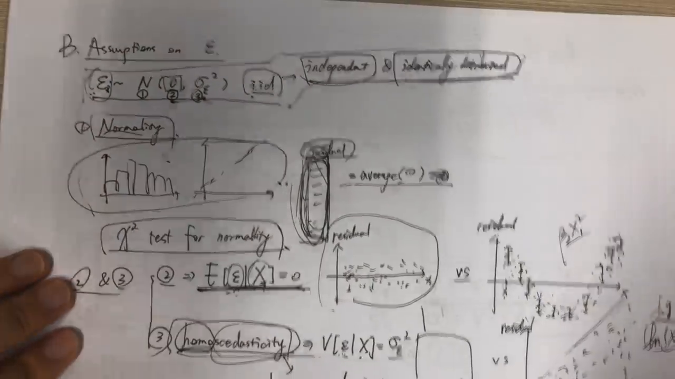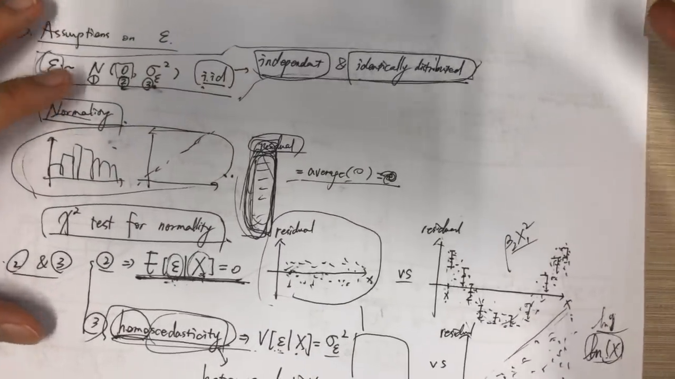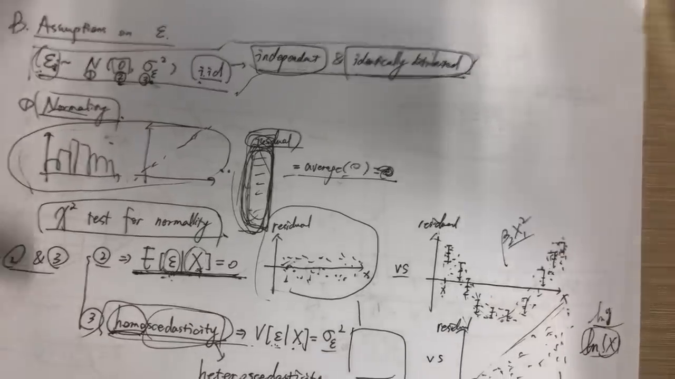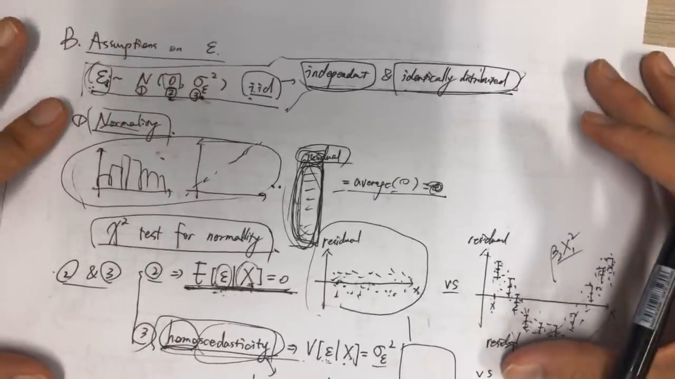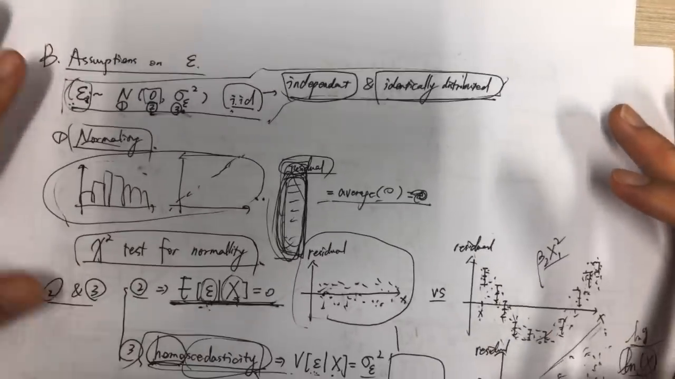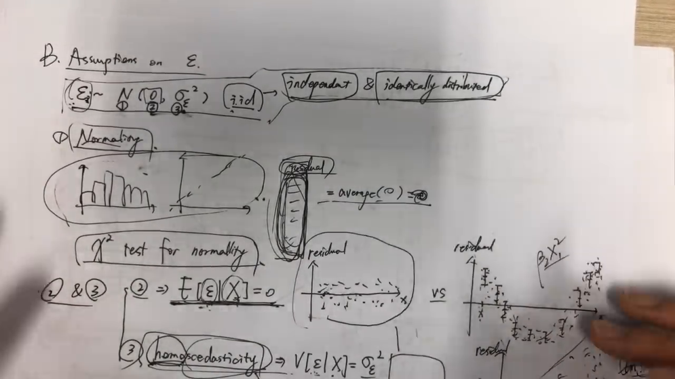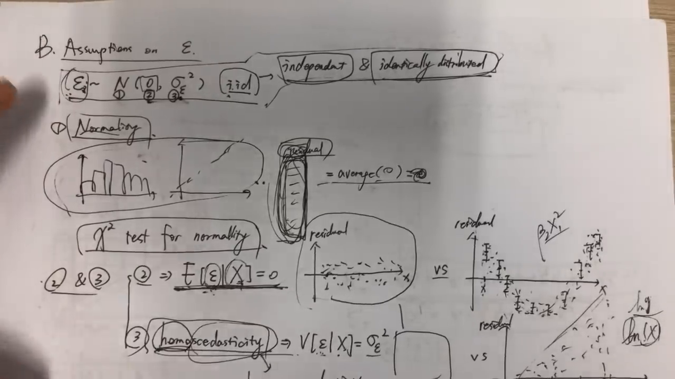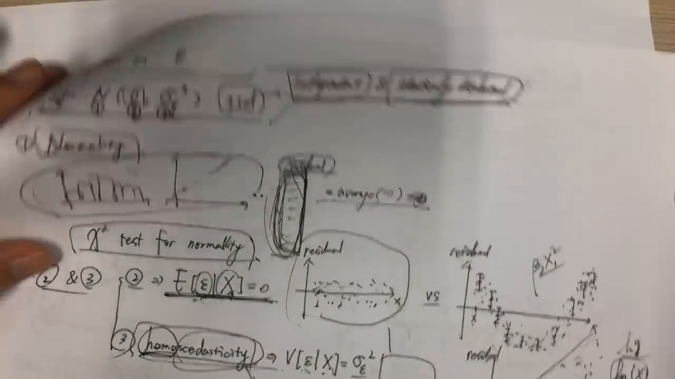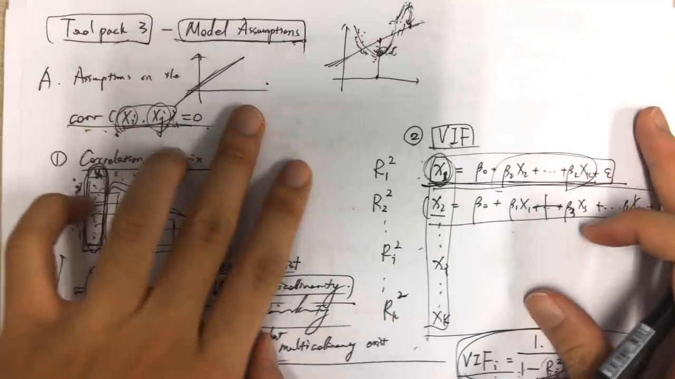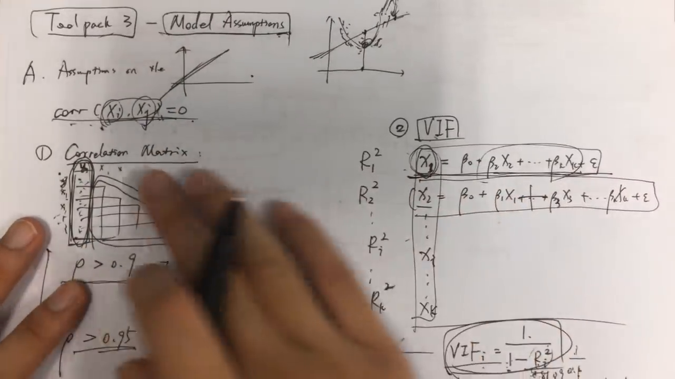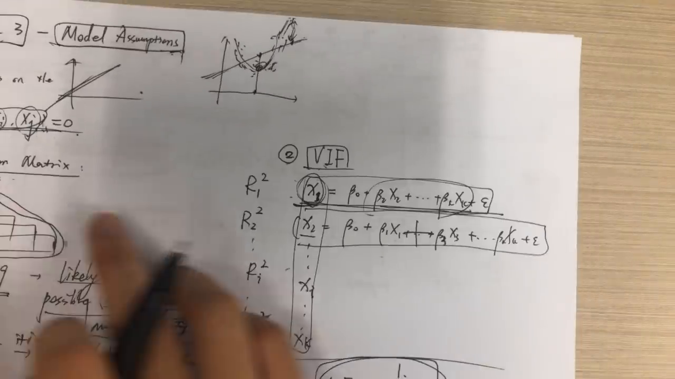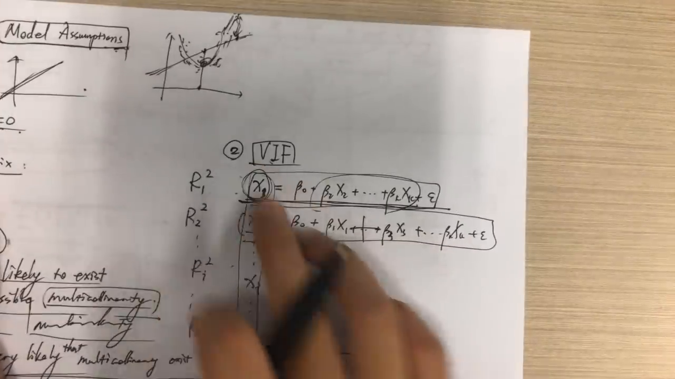Okay, and I think your slides also have given you a lot of recommendations on how to improve your model if the model assumptions are not solid. Okay. All right. So that's basically all about the model assumptions as well. We've got the model assumptions on the straight line, which is no multicollinearity, and we're going to test it by using the correlation matrix or VIF.